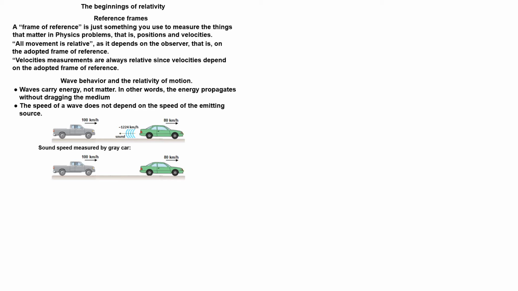If the green car honks, the sound goes toward the car behind with a relative speed of 1,324 km per hour. The sound moves with a speed of 1,324 km per hour relative to the gray car. If the gray car honks, the sound goes towards the car ahead with a relative speed of 1,144 km per hour relative to the green car.